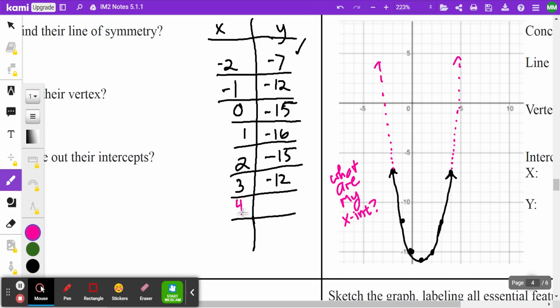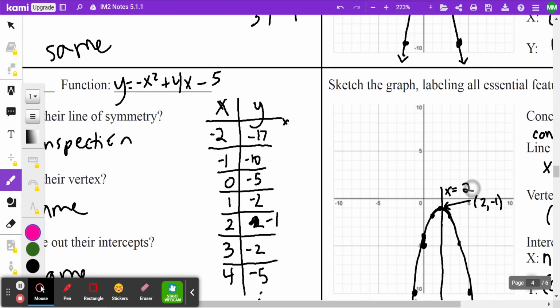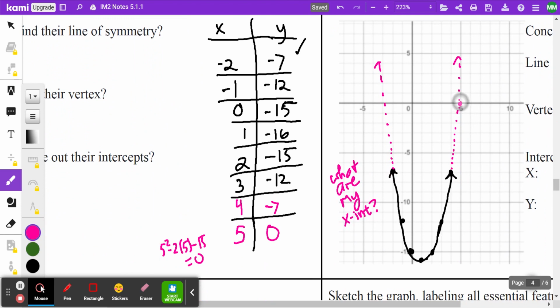This one should have been 4. And at 4, I'm at -7 again. And at 5, where am I at 5? If I plug in 5 to my equation, I get 5 squared minus 2 times 5 minus 15. That's 0. Yay, I found my point. 5, 0.